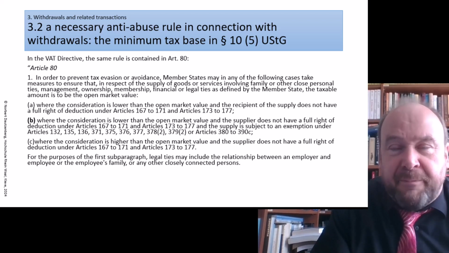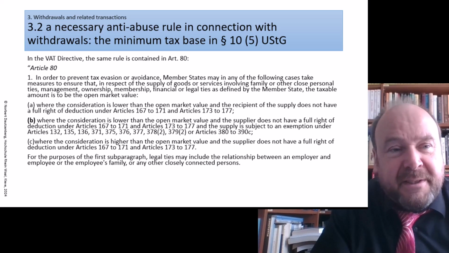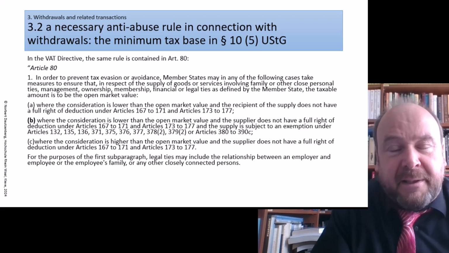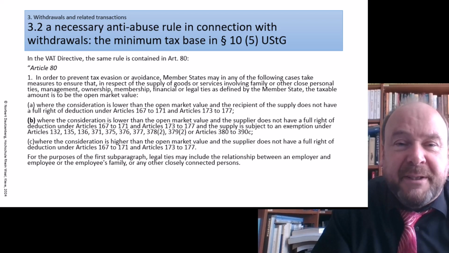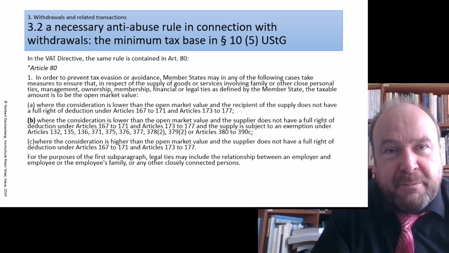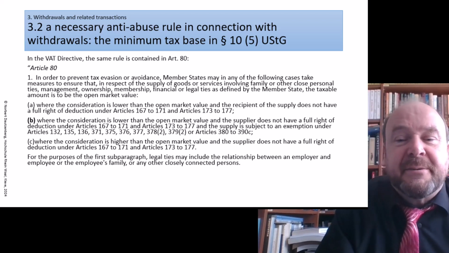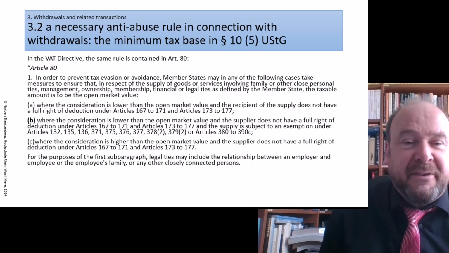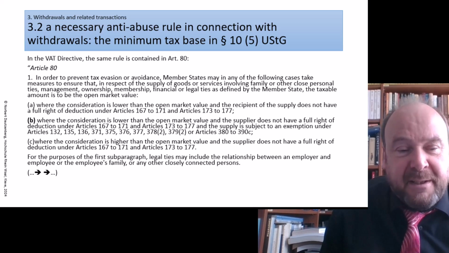Then you remember the withdrawal taxation also takes part if I give things for free to my employees for their personal consumption. Naturally, I could also try to avoid the application of that rule by selling things for €1 to my employees. So naturally, there's also the risk of abuse. And for this reason, the anti-abuse measure 10.5, the minimum tax base, must apply.